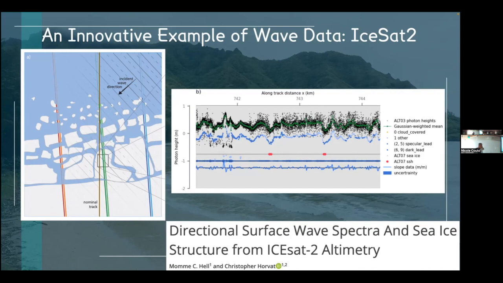There are also changes happening in the earth. I put this figure in because Moma is here somewhere. But anyway, this is from Moma's paper. One of the things that's changing is the Arctic sea ice.